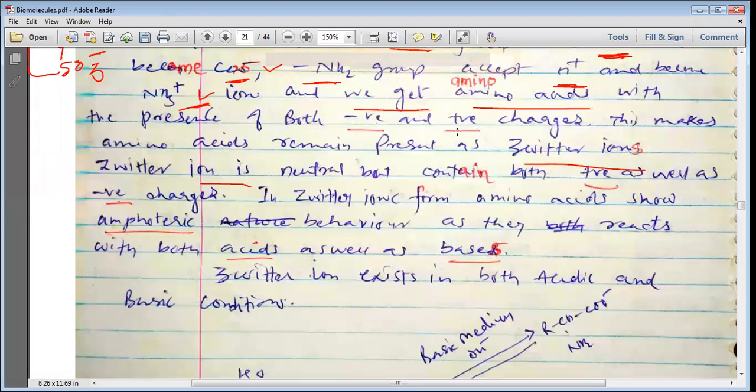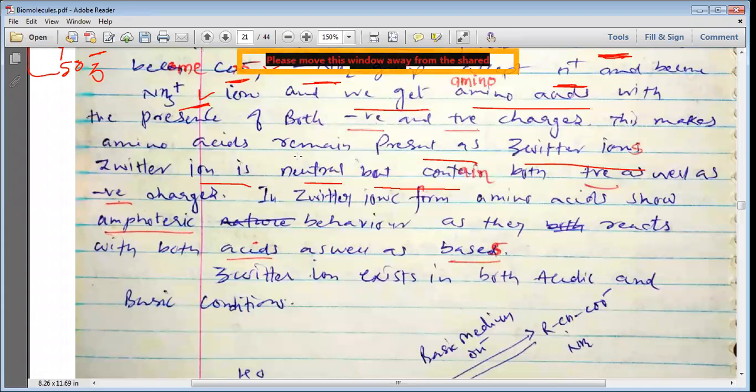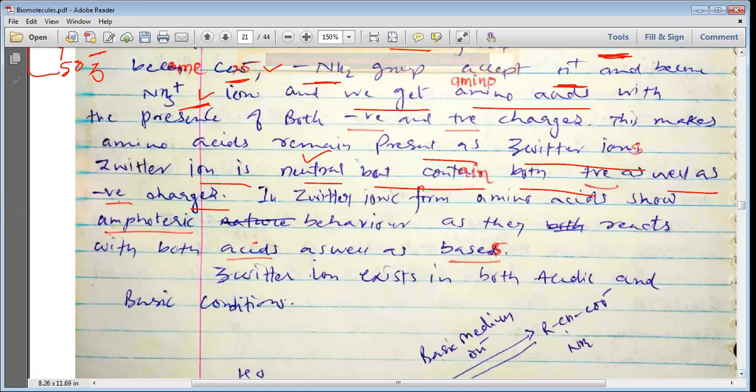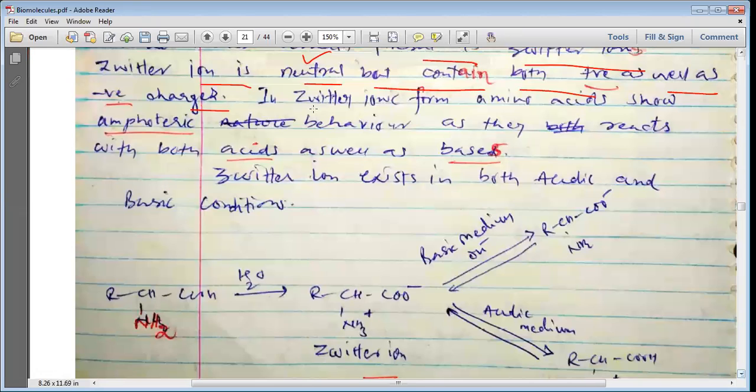So in aqueous solution, the amino acid is present as a zwitter ion, neutral in nature because the positive and negative ions are both present simultaneously. That is why it is neutral, but contains both the positive as well as the negative charges. So the zwitter ion of an amino acid is actually neutral in state. It is not acidic or basic, but it contains both the positive and negative ion simultaneously.